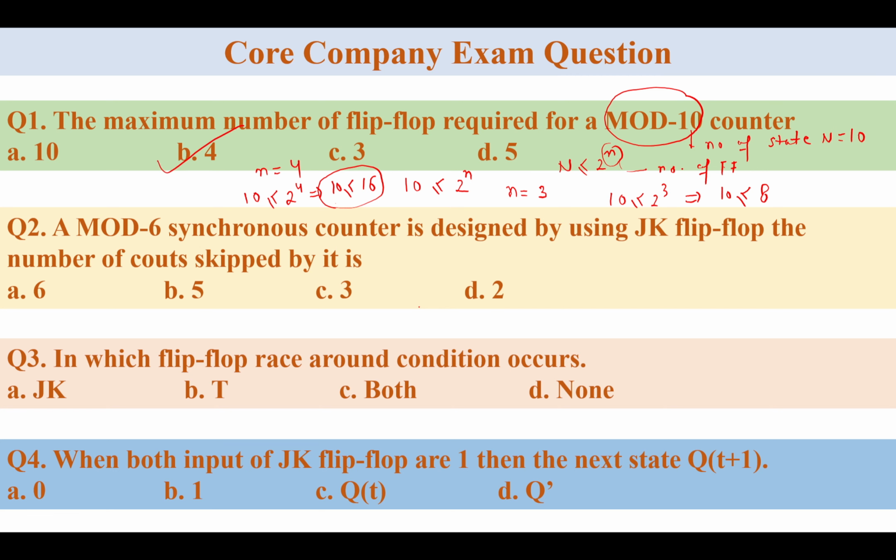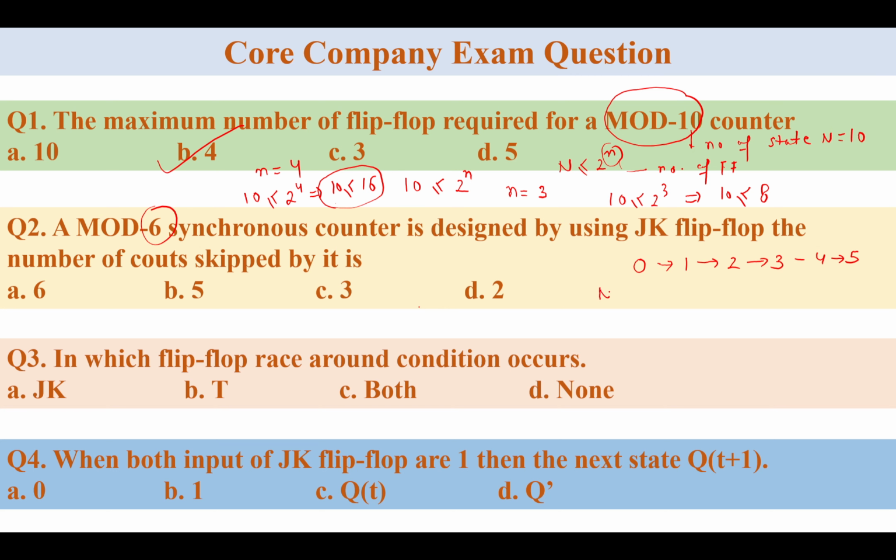Now we come to the second question. A mod 6 synchronous counter is designed by JK flip-flops. The number of counts skipped is? So a mod 6 counter means 6 states. What are the states? 0, 1, 2, 3, 4 and 5. These are the 6 states. But they are asking how many counts are to be skipped.